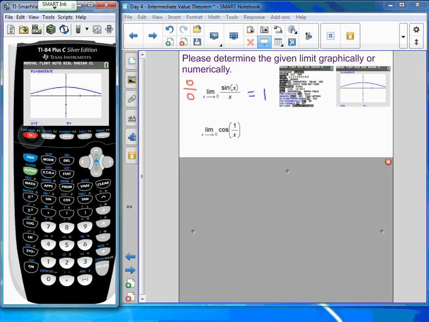Graphically, let's redefine our function y equals to be cosine of 1 over x, close angle input. I'm going to leave it on the same window because I'm still letting x go to 0, so I want that nice negative 2.5 to positive 2.5, and I'll see what that looks like.